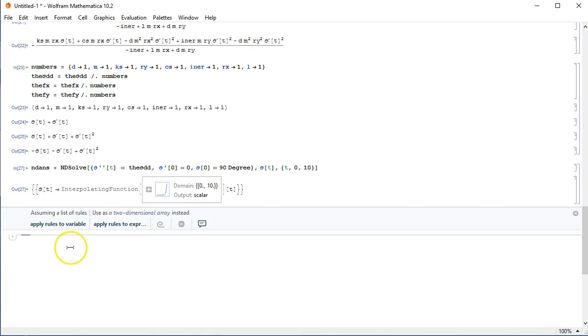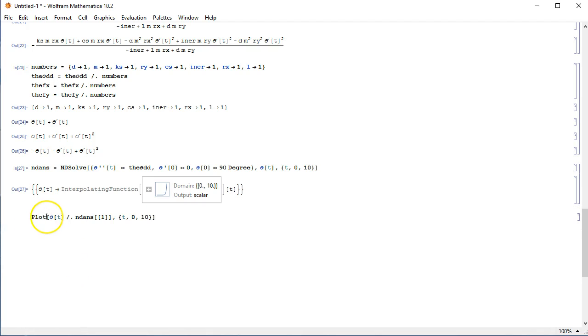So here's how I'm going to plot it. You say Plot. You tell it what you want to plot. I want to plot theta as a function of time. And then just like you had up here with the numbers, where it says substitute the numbers into theta double dot, you're doing the same thing. You're saying take ND answer, the answer to the differential equation. See that right here? ND answer, that's the answer. So what you're saying is take the answer and put it into theta.